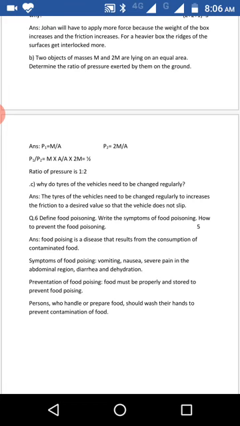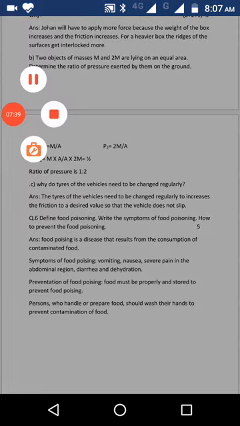So food poisoning is a disease that results from the consumption of contaminated food. Symptoms of food poisoning are vomiting, nausea, pain in the abdominal region, diarrhea, and dehydration. Prevention of food poisoning: food must be prepared and stored properly to prevent food poisoning. Persons who handle or prepare food should wash their hands to prevent contamination of food.